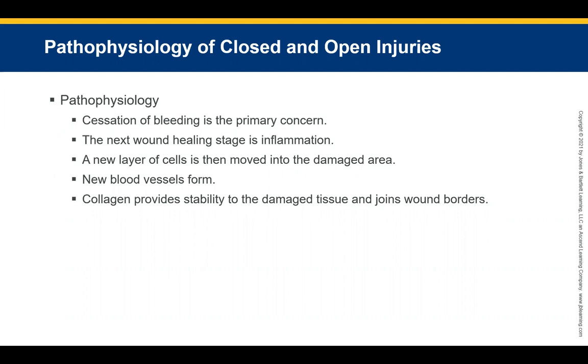The body goes back to its normal homeostasis to where it's comfortable, and it's like, okay, I'm back home, everything's good. To replace the area damaged in a soft tissue injury, a new layer of cells must be moved into the region. New blood vessels form as the body attempts to bring oxygen and nutrients to the injured tissues. In the last stage of wound healing, collagen provides stability to the damaged tissue and joins wound borders, thereby closing the open tissue.